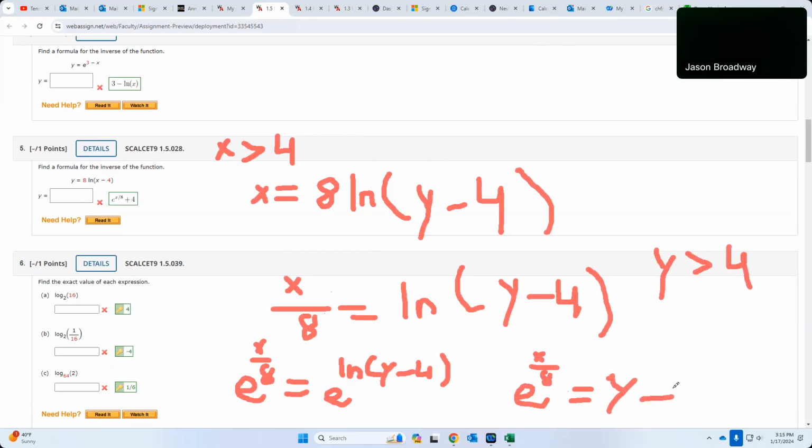Oh, that's the prize egg. Y came down. We add 4 to both sides, and we get what we want. e, Euler's e to the x over 8.